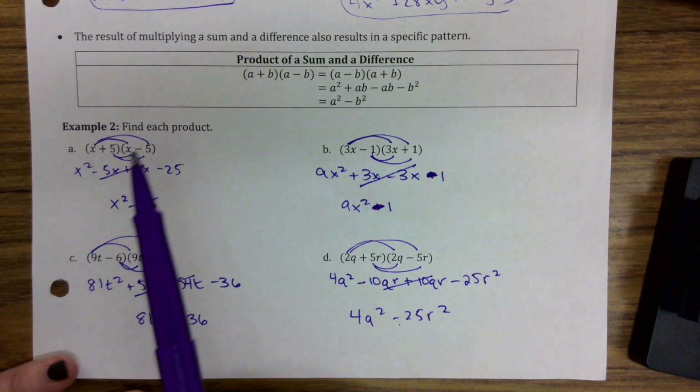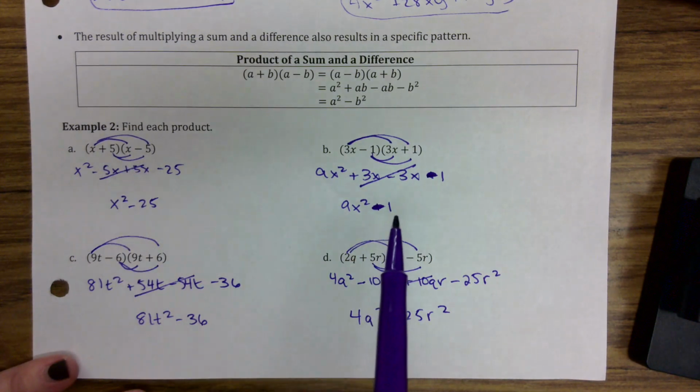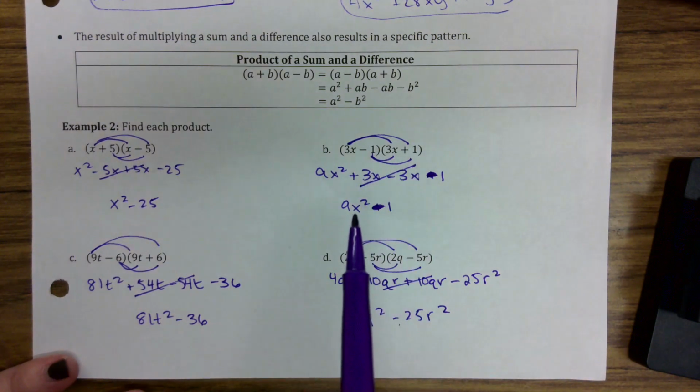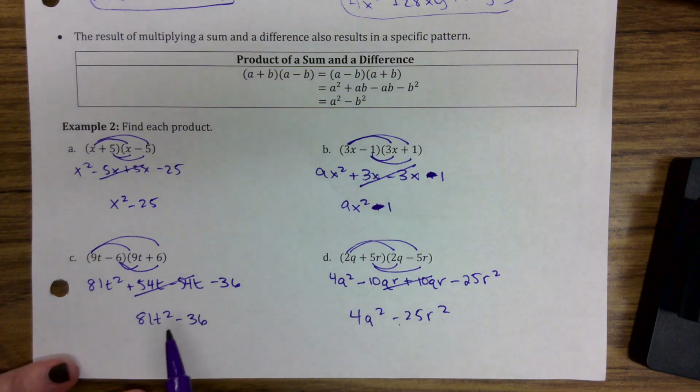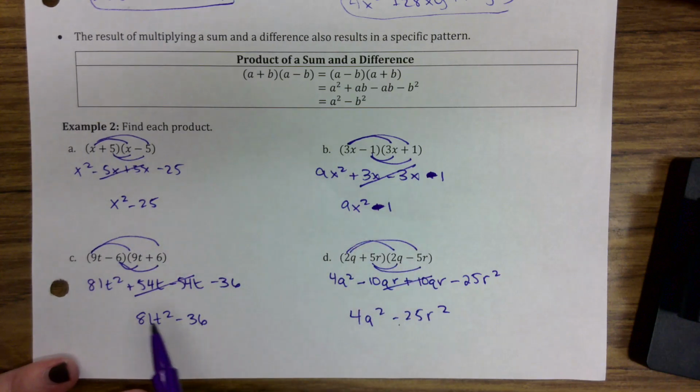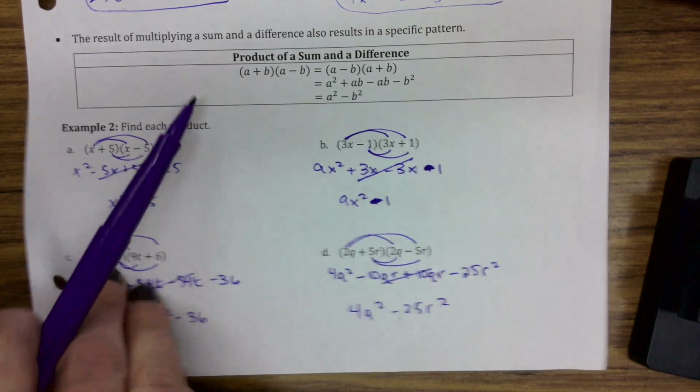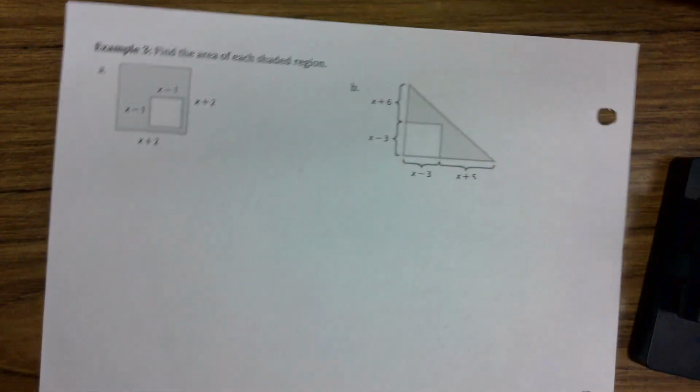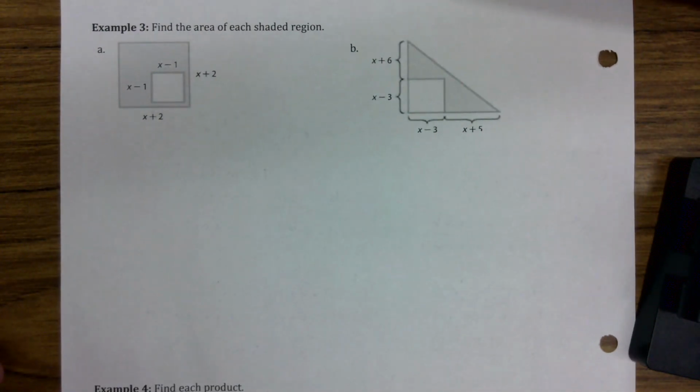What's the square root of 25? 5, 5. What's the square root of 1? 1, 1. What's the square root of 9? 3, 3. So it's the difference of two perfect squares. 4 is 2, 2. 25 is 5, 5. Noticing the patterns. That's all we're doing today. We're still FOILing, but we're noticing a pattern. On the back are more challenging problems.